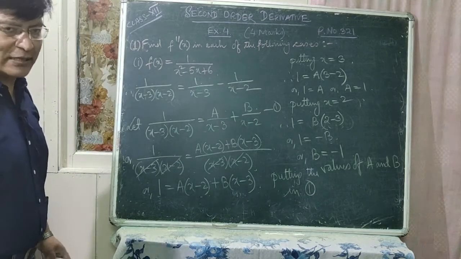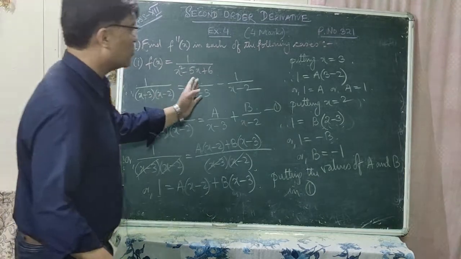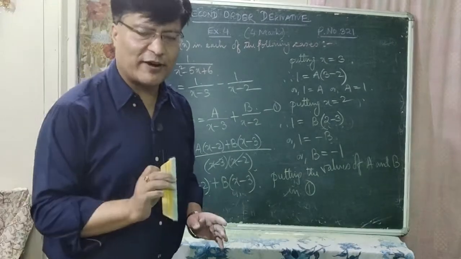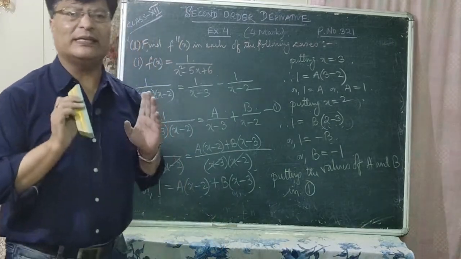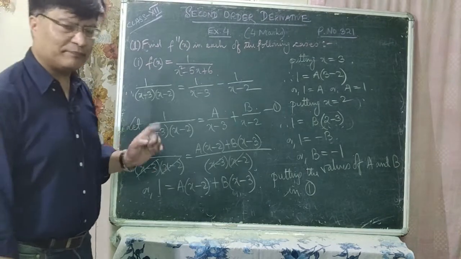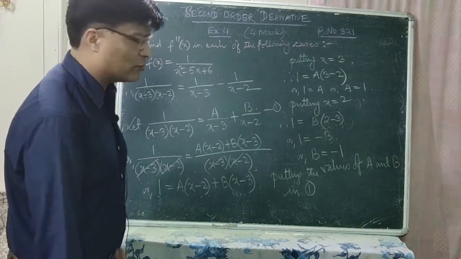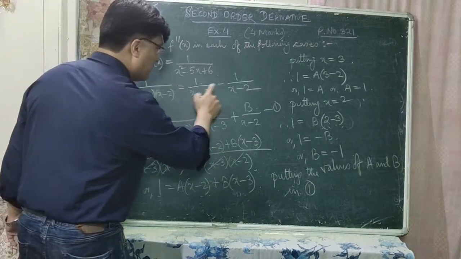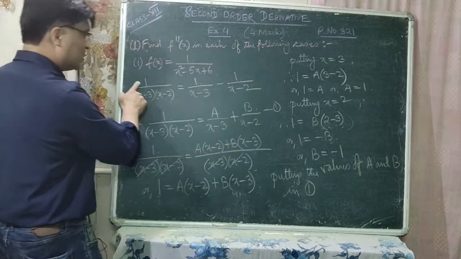Is that clear to all of you? So this is known as the partial fraction. So if you can convert the given fraction into partial fraction, you can easily differentiate it. Okay? You can do the double differentiation out there. So you can check it here also. If you simplify this right hand side, you should get this left hand side.